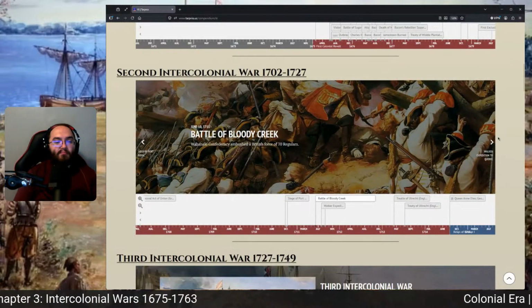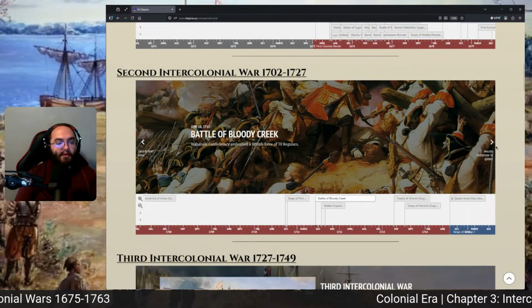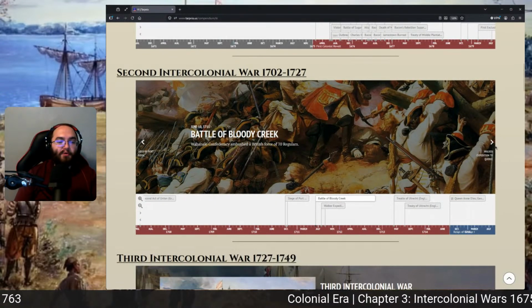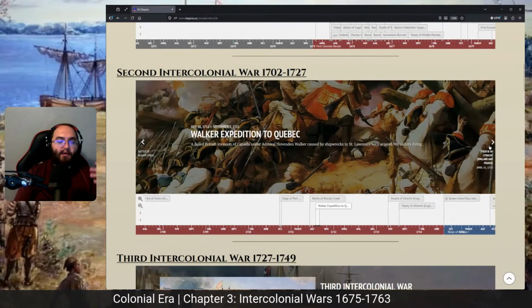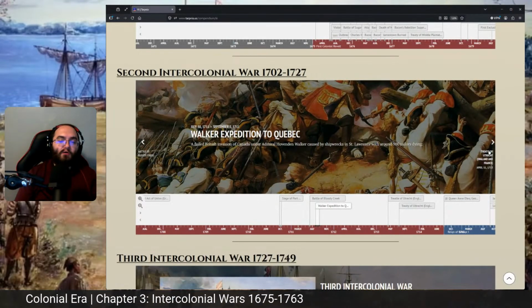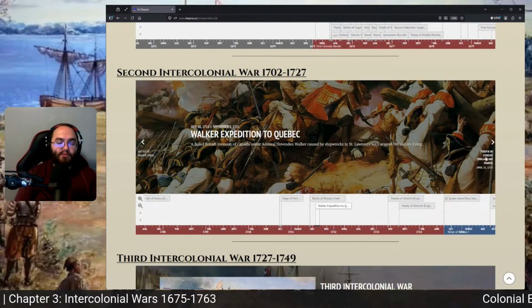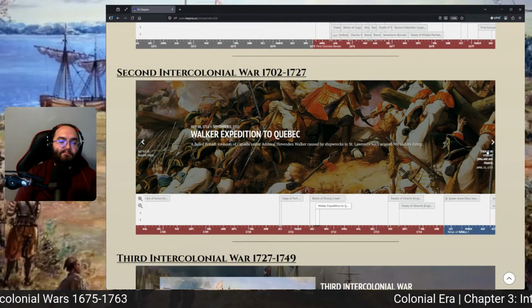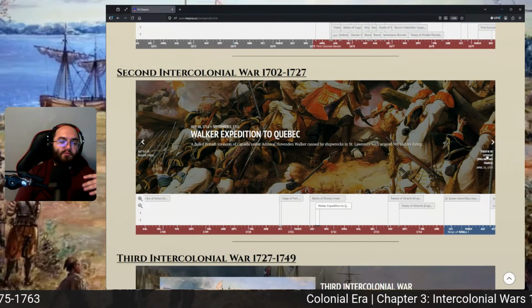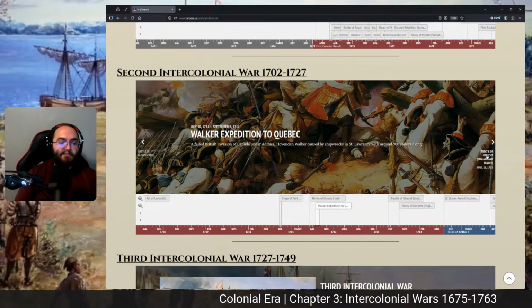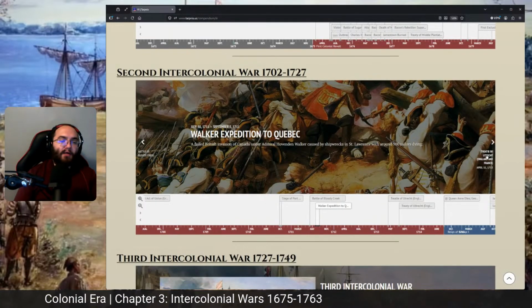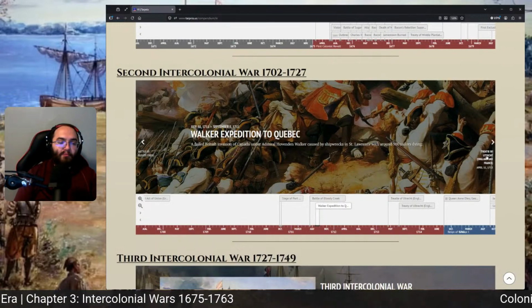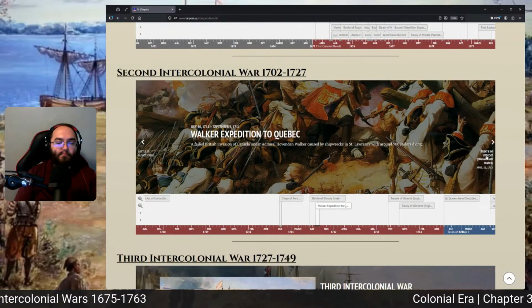Battle of Bloody Creek, Wabanaki Confederacy ambushed a British force of 70 regulars and killed them. So again, most of the violence are sieges, ambushes, skirmishes, and raids, as opposed to full-on European-style pitched battles. Here is the Walker expedition, a failed British invasion of Canada.